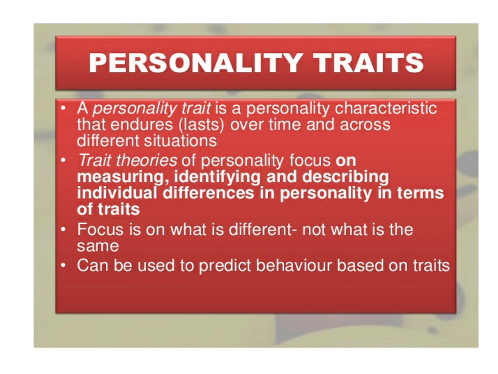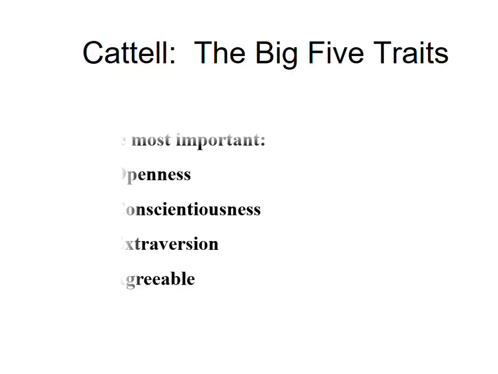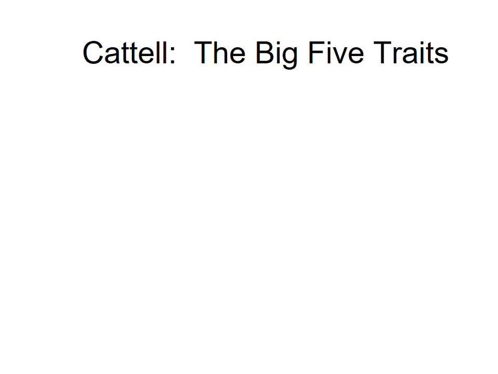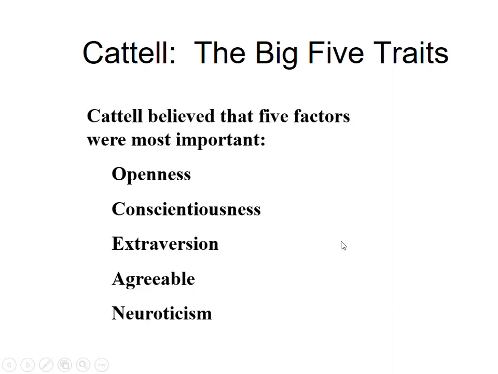While there is a significant body of literature supporting these primary personality traits, researchers don't always agree on the exact labels of each dimension. The traits are described as below. When we talk about Cattell's theory, Cattell has announced these five traits: openness, conscientiousness, extroversion, agreeableness, and neuroticism.